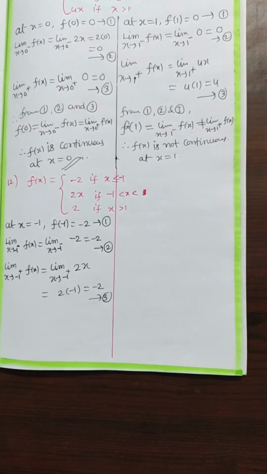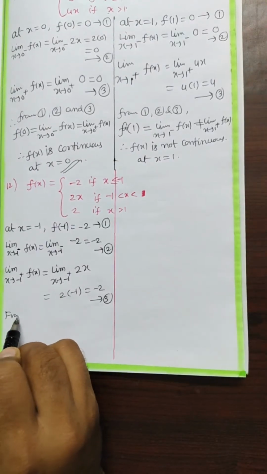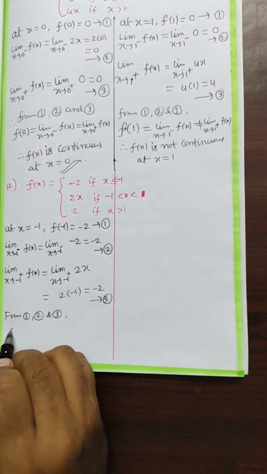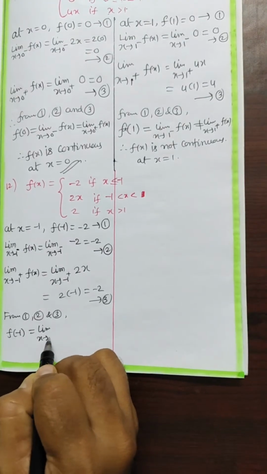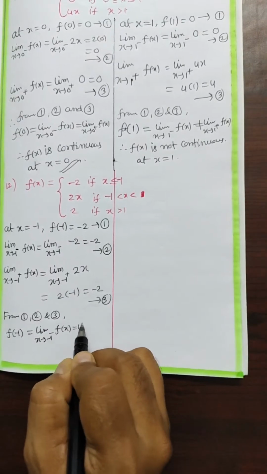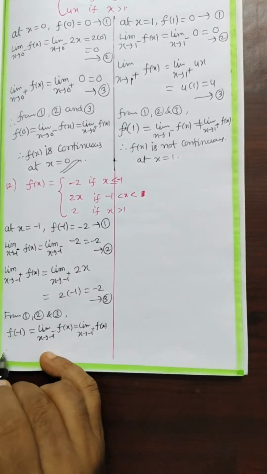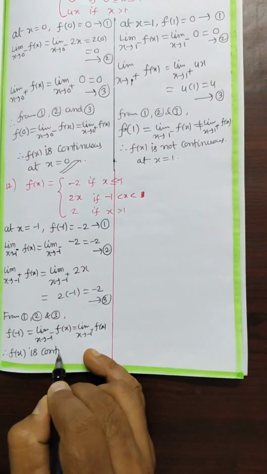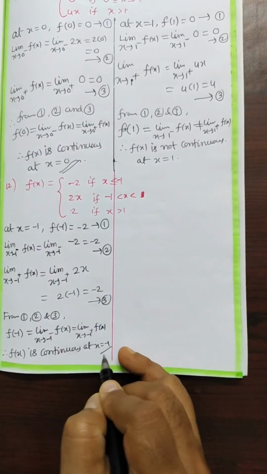So from equations 1, 2 and 3 we conclude that f of minus 1 is equal to limit x tends to minus 1 minus f of x, which is also equal to limit x tends to minus 1 plus f of x. So f of x is continuous at x is equal to minus 1.